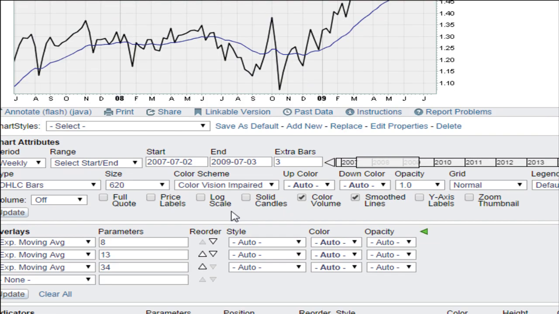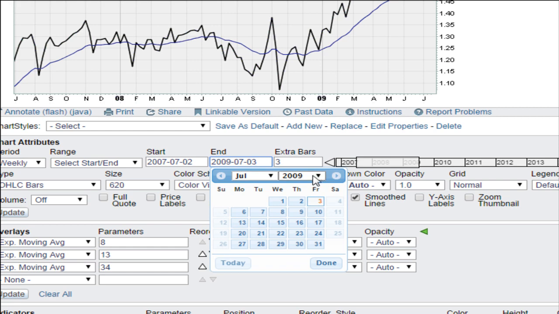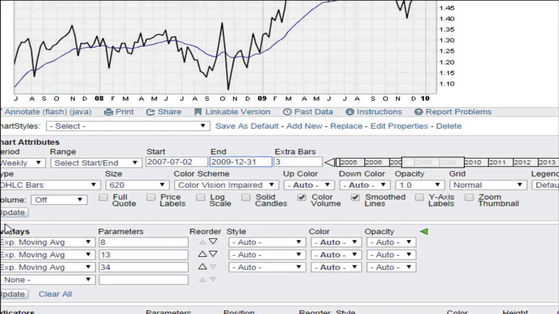In fact, let's go back and take a look at, let me see, change the time period here to the end of the year. So let's go to December. By the end of the year, see what happened to the chart.